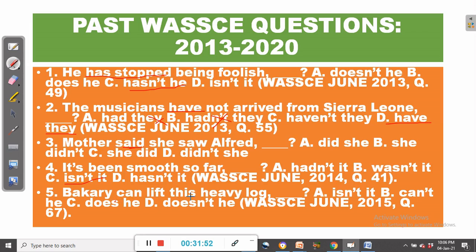Question 5. Bakari can lift this heavy log. Now, this is positive, so negative should be can't he, because it's the appropriate form of can. Since we have can here, it should be can't he. All right, so let's proceed.